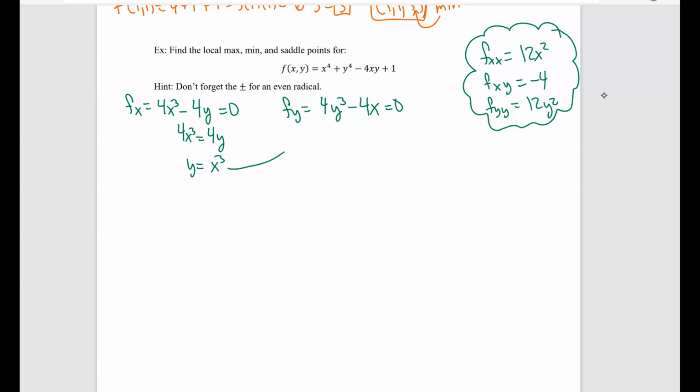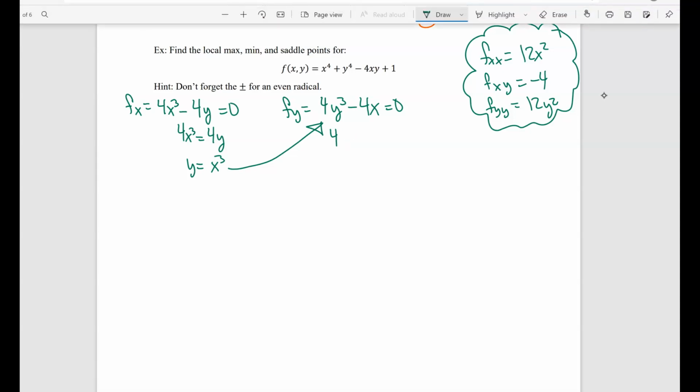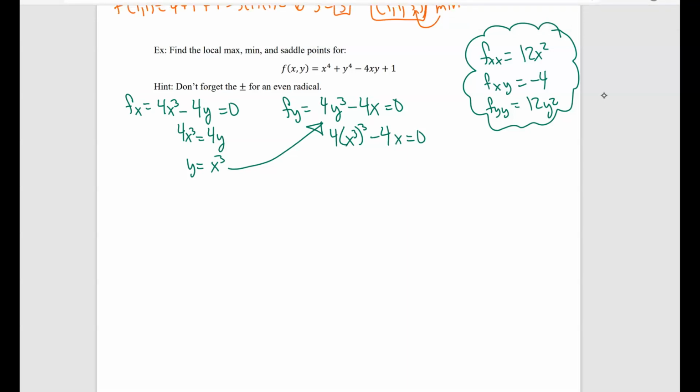All right, and now let's plug it into the other one. So you're going to get 4y cubed. Oop, that's wrong. 4x cubed minus 4x equals 0. All right, so I'm going to get 4x to the 9th power minus 4x equals 0. So what you can do here, you can take out a 4, and then you can take out an x, and I get x to the 8th minus 1 equals 0.